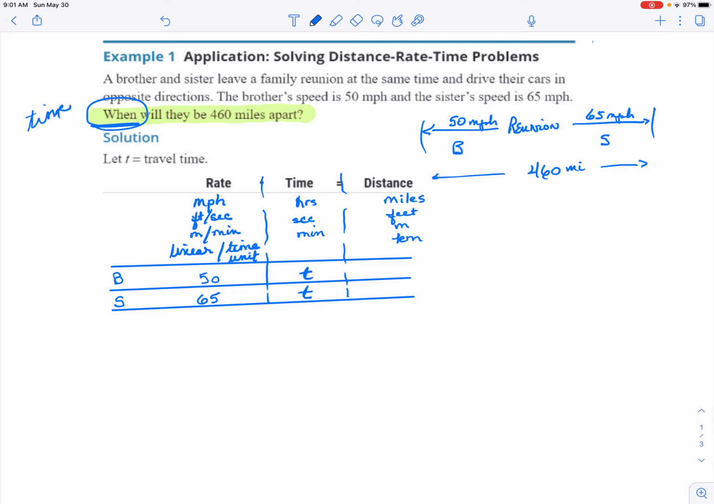Now this is typical of these problems. You fill in 2 columns and then you use those 2 columns to generate the third column. So I'm going to let the formula work for me.